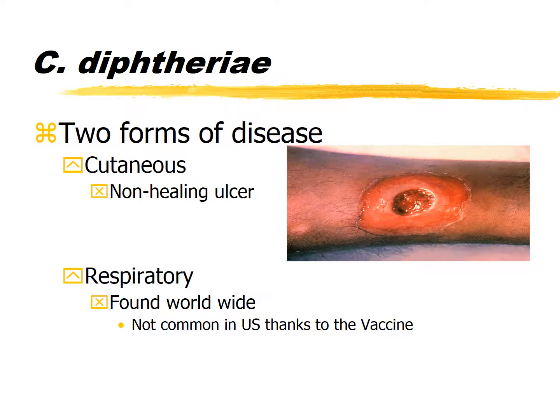Corynebacterium diphtheriae causes 2 forms of disease. The cutaneous form causes non-healing ulcers. The respiratory form is found worldwide, but it's not as common in the United States thanks to the vaccine.